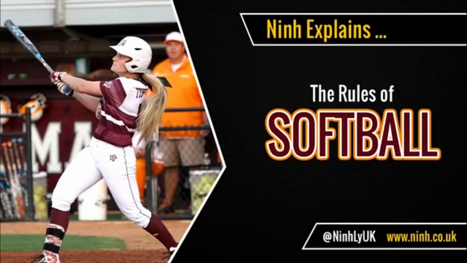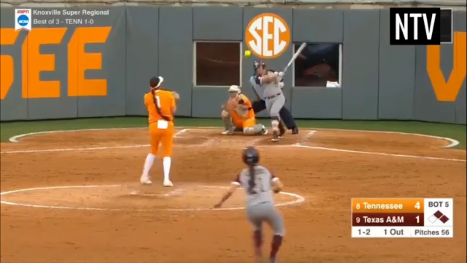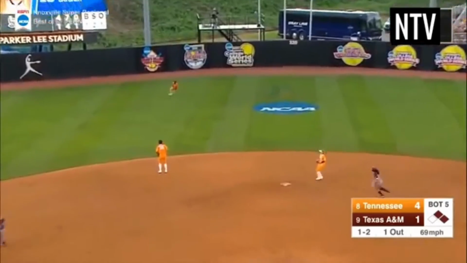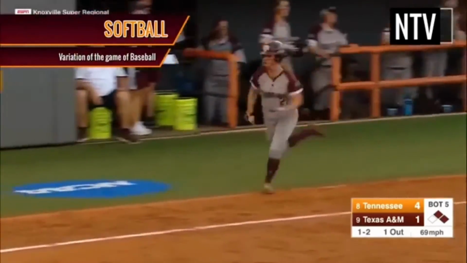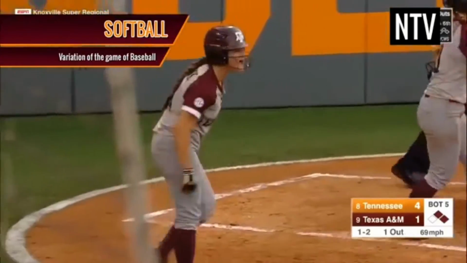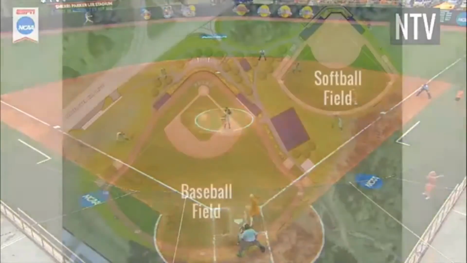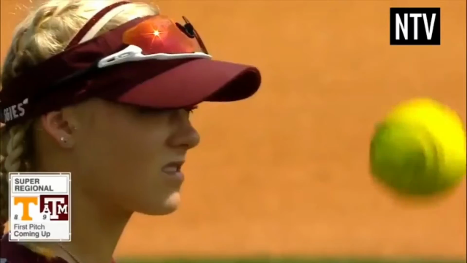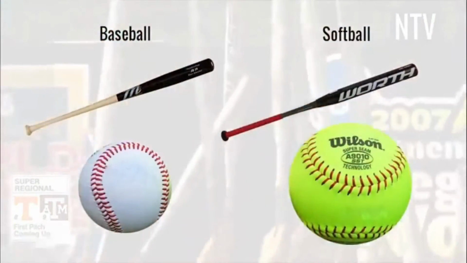Nin explains the rules of softball. The object of the game is for your team to score more runs than the opposing team. Softball is a variation of the game of baseball, and the rules are very similar with some significant differences. Firstly, the field is generally a lot smaller, and the equipment used is also different.